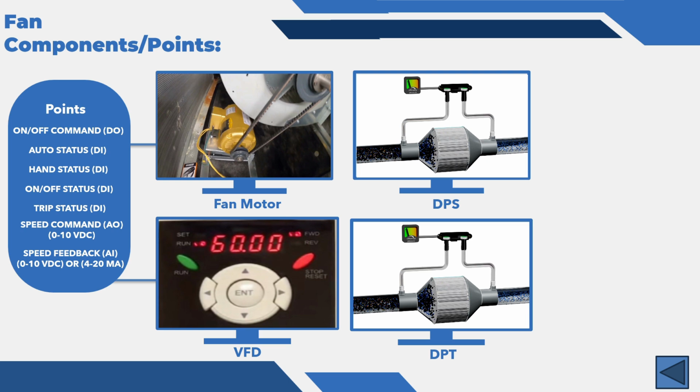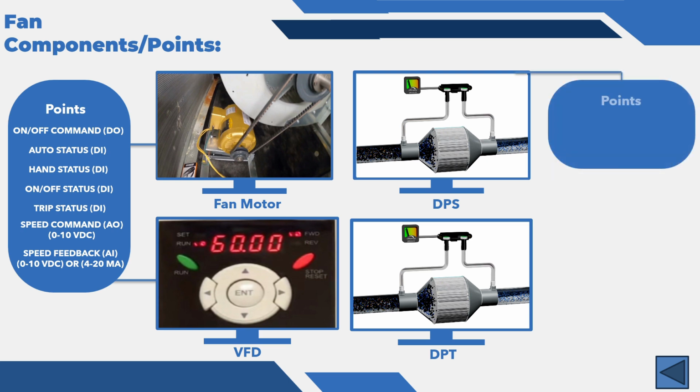VFD speed feedback, AI. This point reads the current speed of the fan. It is an analog input point to the BMS. 0 to 10 volt DC or 4 to 20 milliampere indicates that the input to the BMS is either in volt DC or milliampere. Notice that the last 2 points are analog and not digital because they provide multiple values, whereas digital provides only two values, such as on or off.